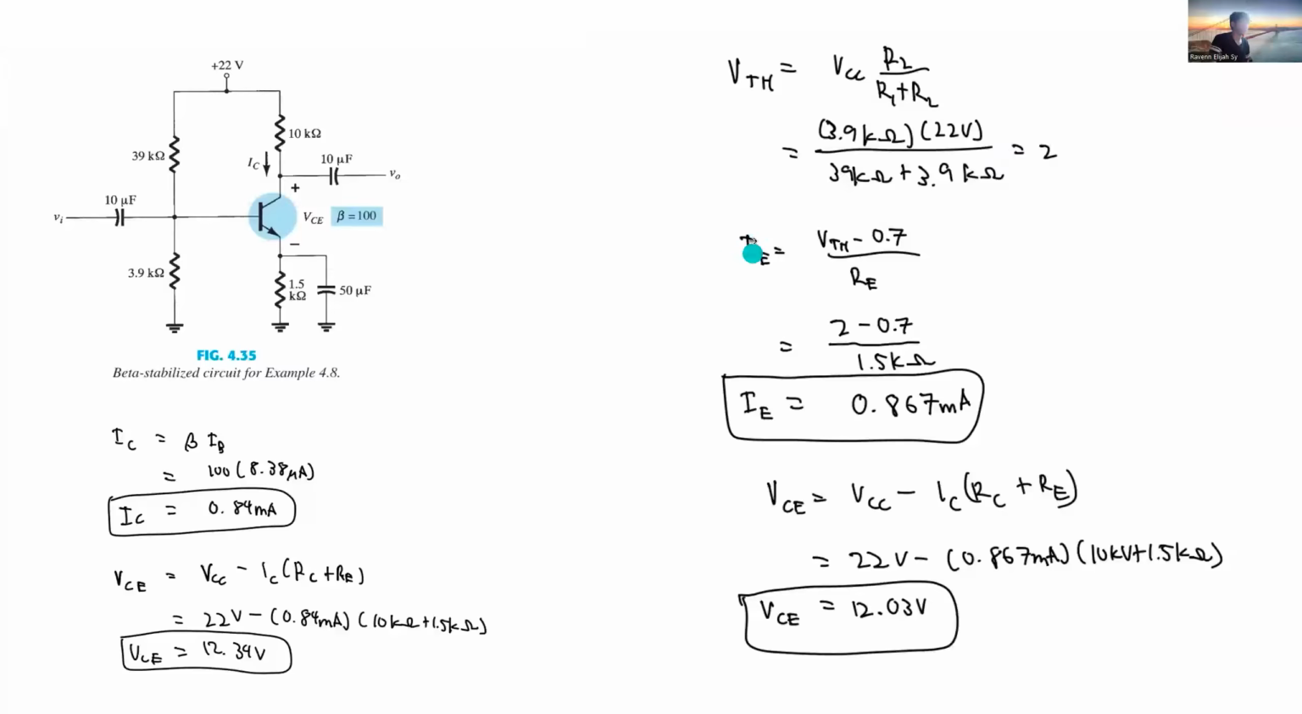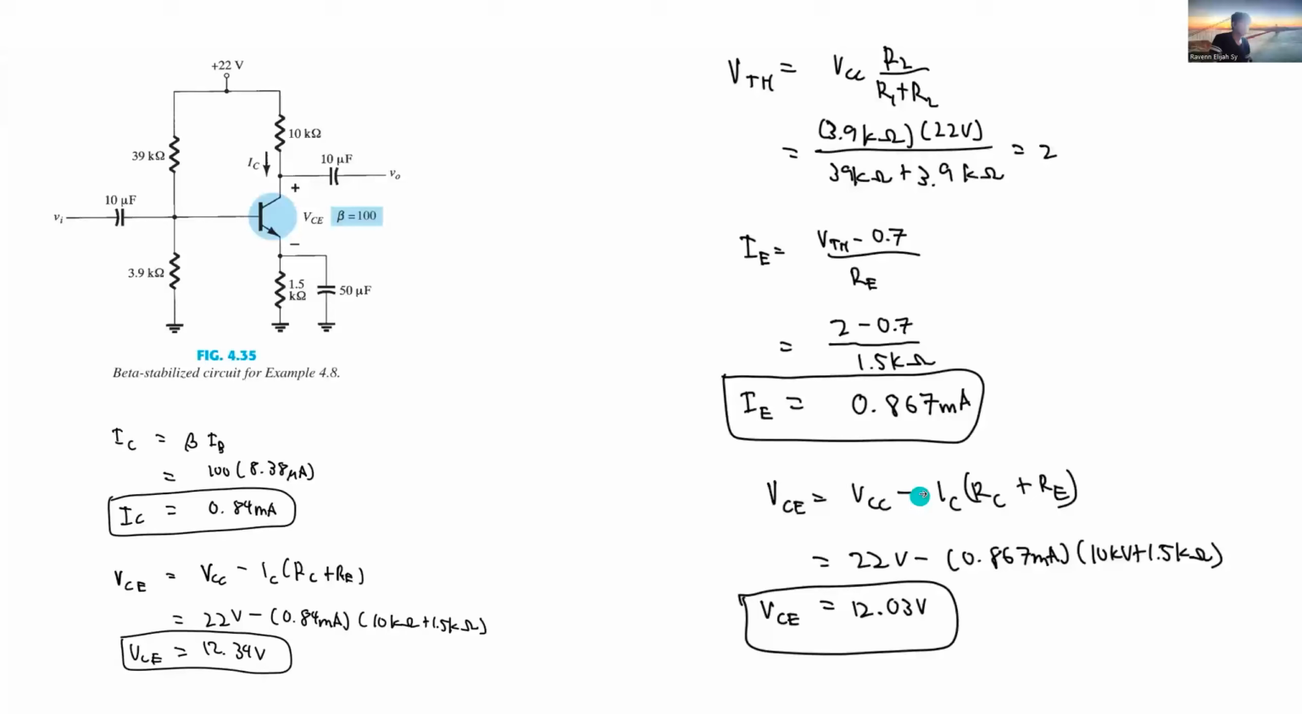And then we can use this formula, VTH minus VBE, which is 0.7, and then RE. We apply it, we have IE. We now have IE. Next, the VCC, same formula as the exact.